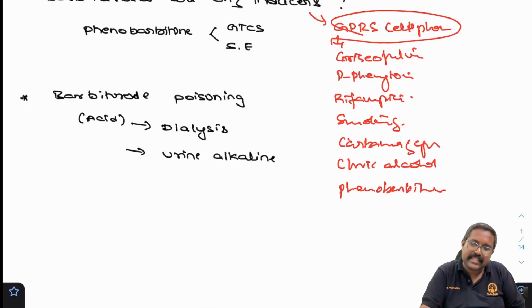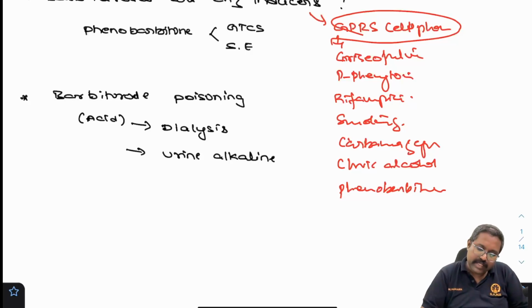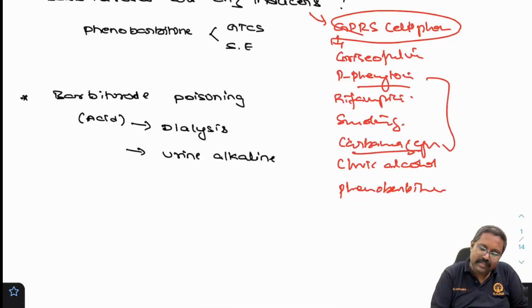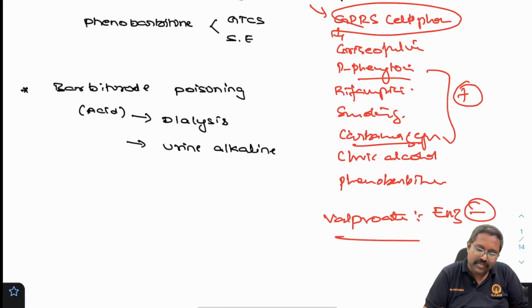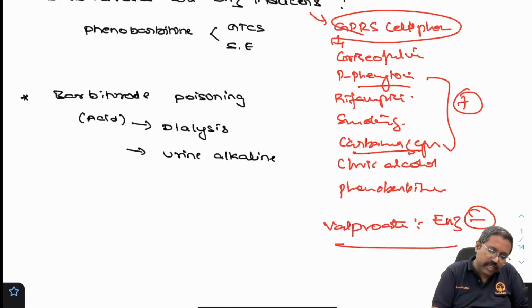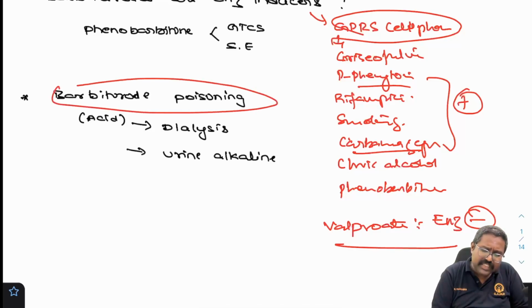So all these are the enzyme inducers. Whereas phenytoin and carbamazepine are the anti-epileptic agents, so these are the enzyme inducers. We have valproate, which is also an anti-epileptic agent, but this is the enzyme inhibitor. This you should remember. So what do you need to do in case of barbiturate poisoning?